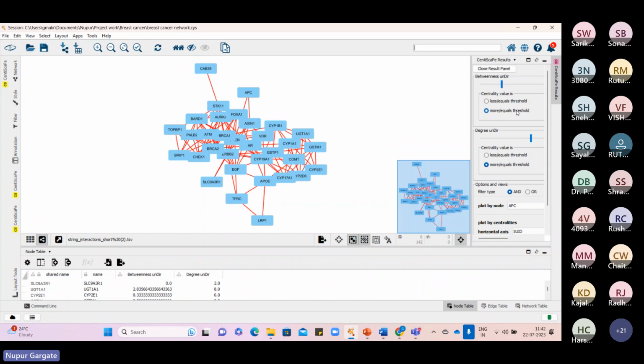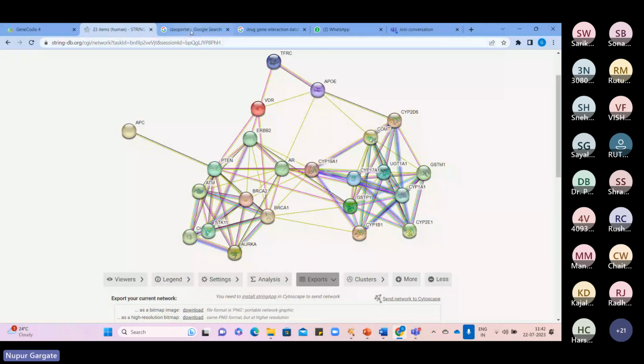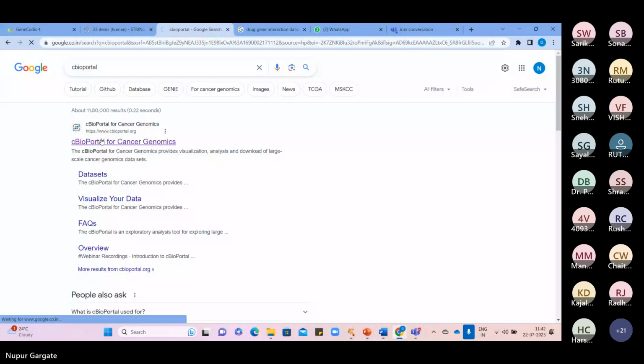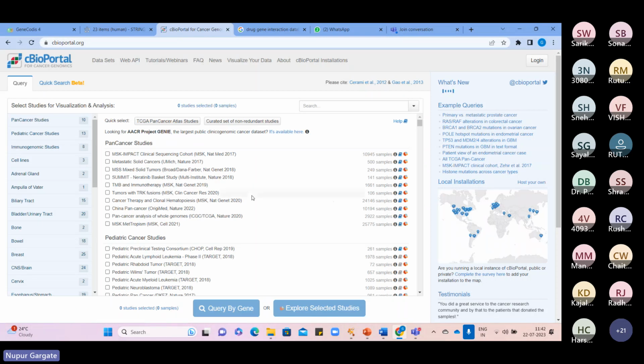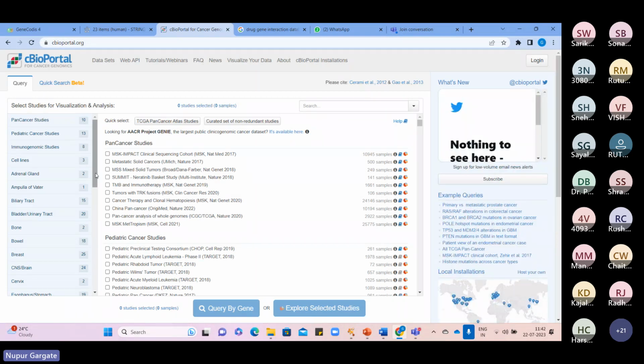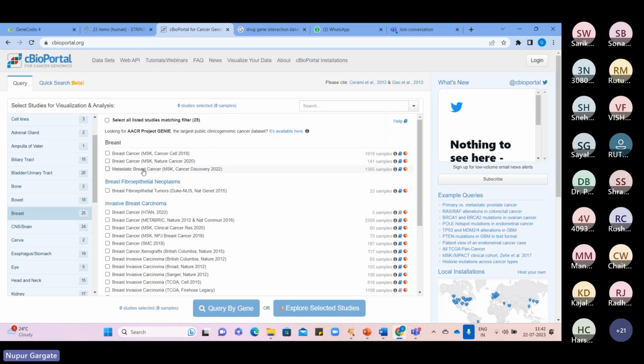When I obtained those 9 genes, I then analyzed them using cBioPortal, and also using the drug gene interaction database. So this is what cBioPortal looks like. It is mainly used for cancer related data. In this, there are types of cancer according to the organ. So I will click here on breast. Here I will click on MSK Nature Cancer Cell.